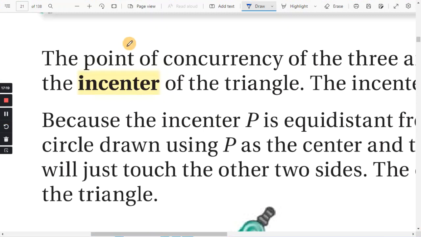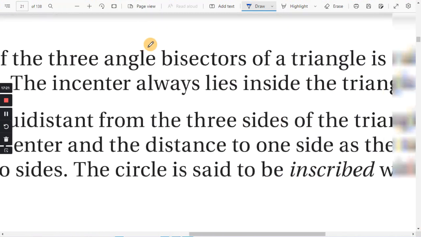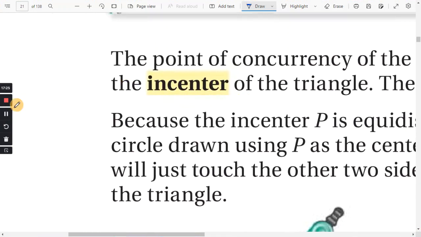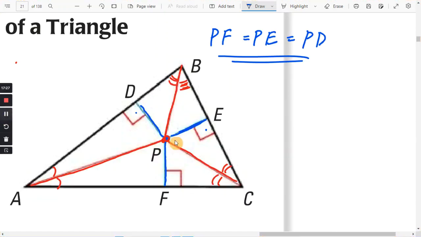Okay, the point of concurrency of the three angle bisectors of the triangle is called the incenter. Let's take a look. So this point P right here, where all of the angle bisectors meet, that is called the incenter. That's where all the angle bisectors meet.